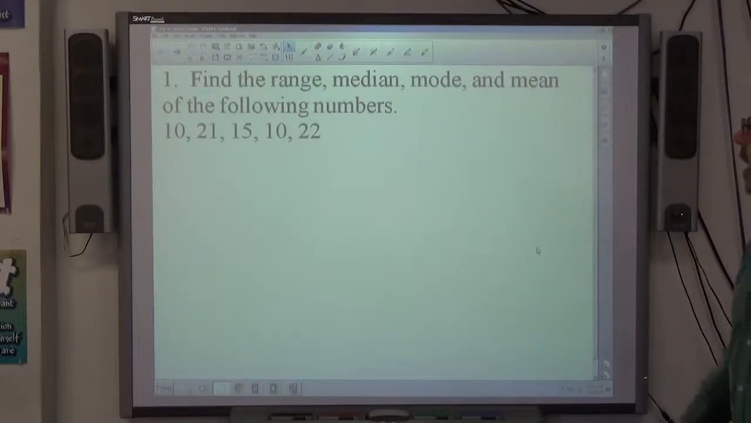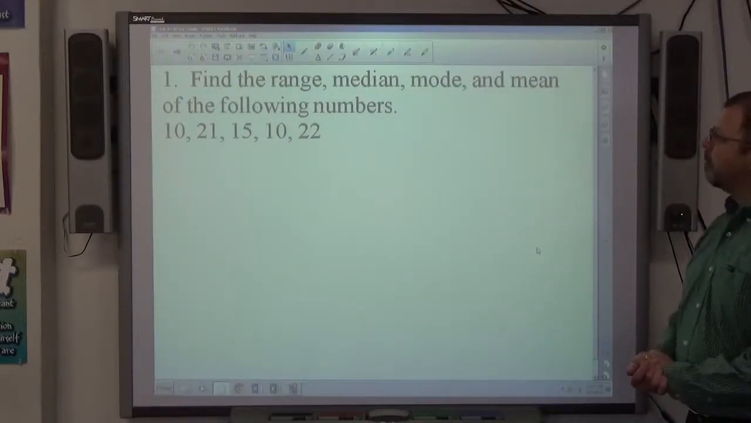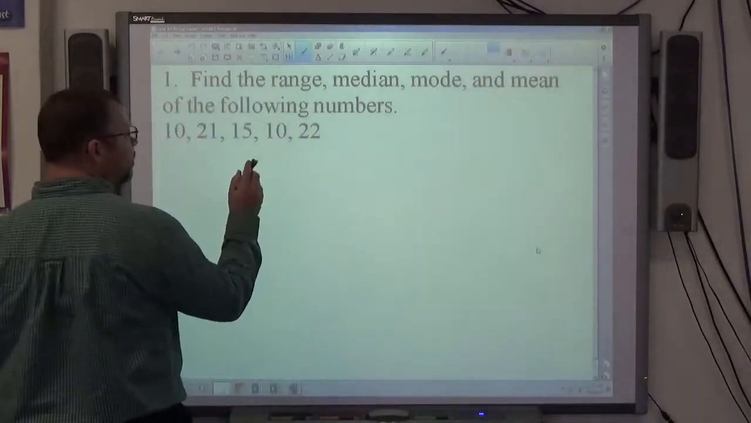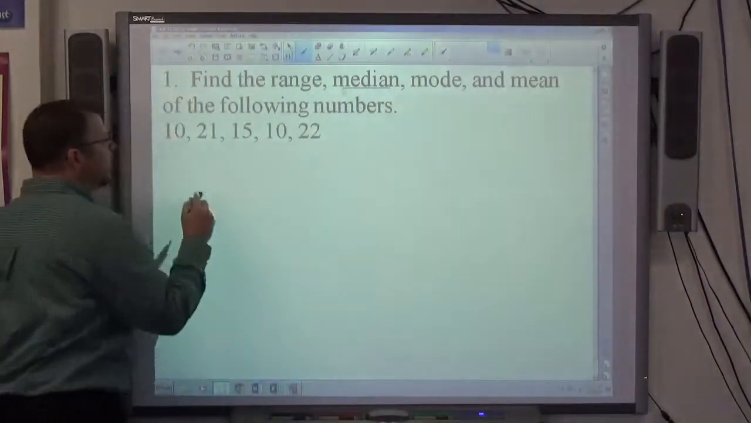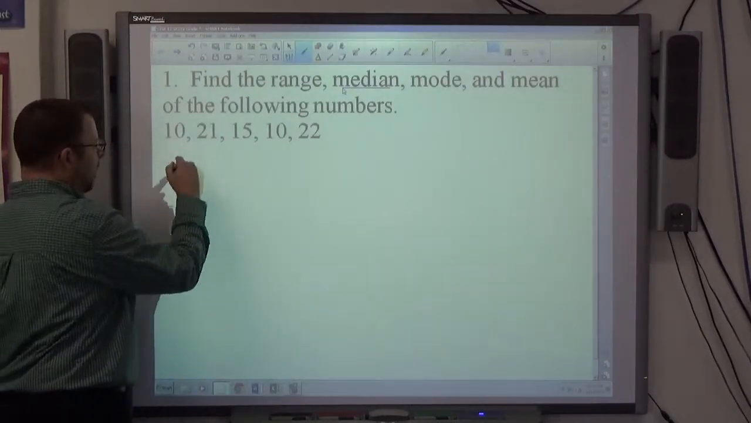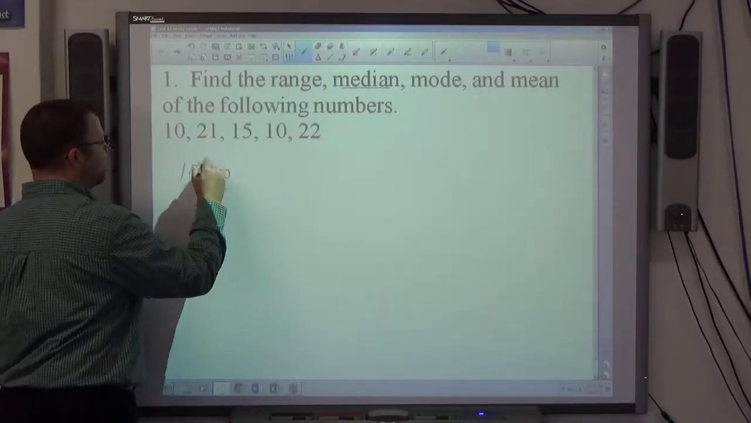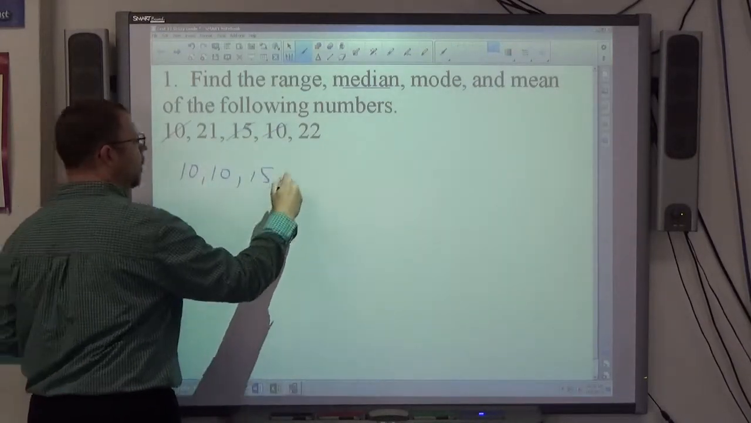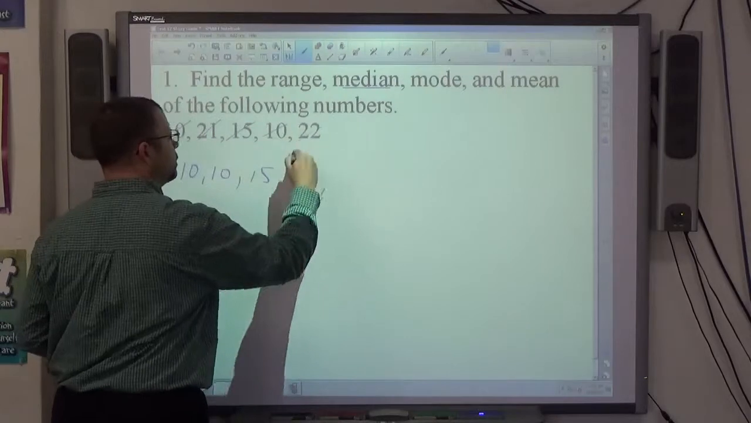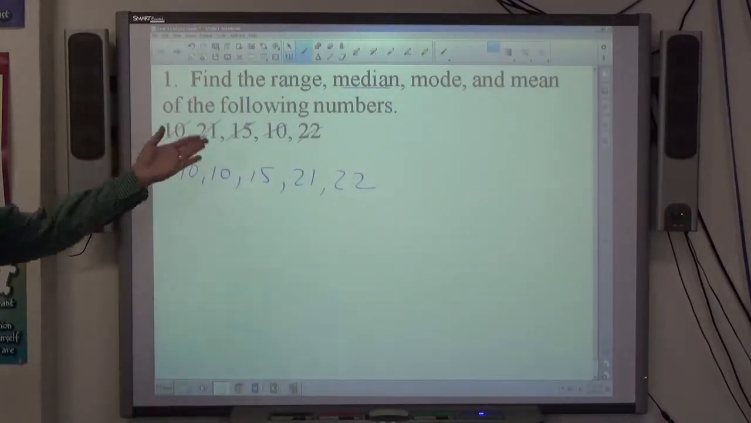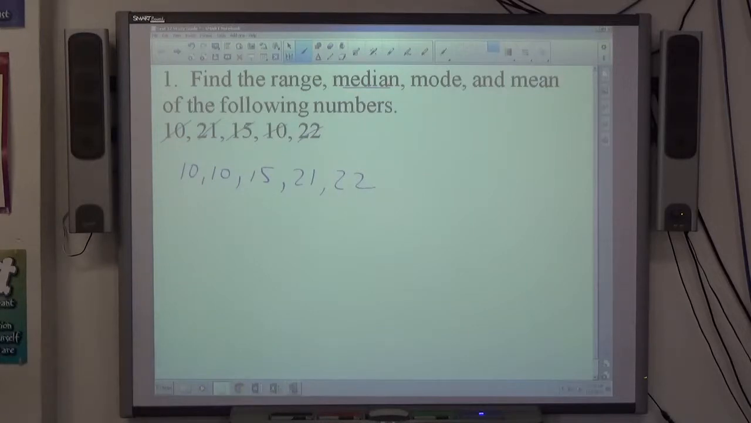Okay, problem 1 on the study guide. Find the range, median, mode, and the mean of the following numbers. The first thing I would do, if I'm asked to find median, which we're going to be asked, is to take the numbers, put them in numerical order, smallest to largest. And we got 10 happening twice, and then 15, then 21, and then 22. Make sure all the 5 numbers, you counted 5 numbers there, 5 numbers here, they're in numerical order.